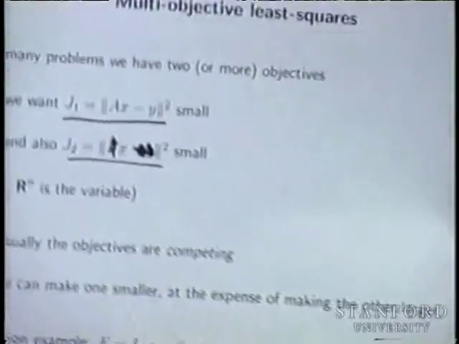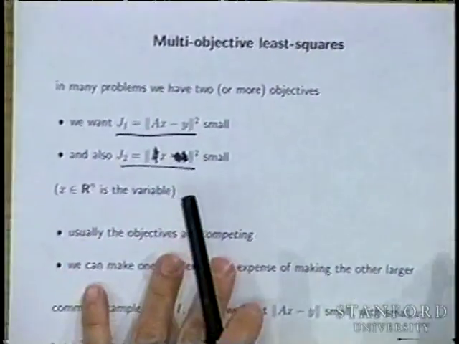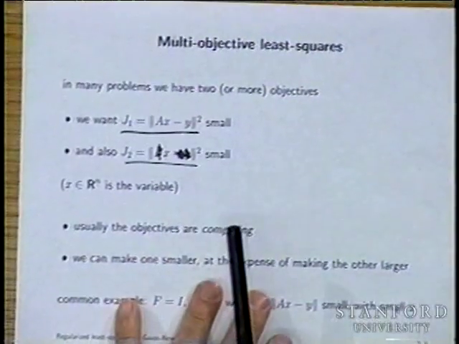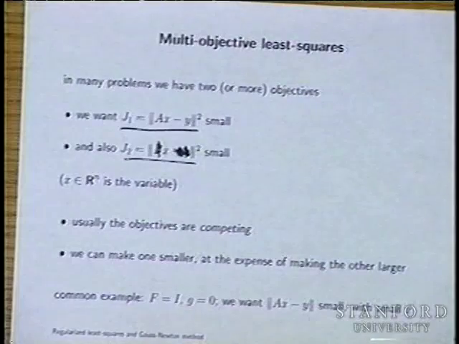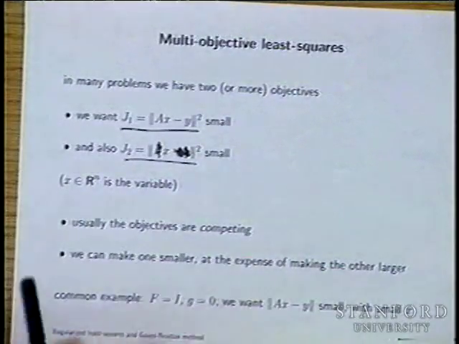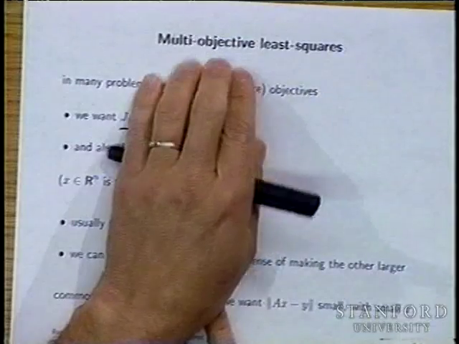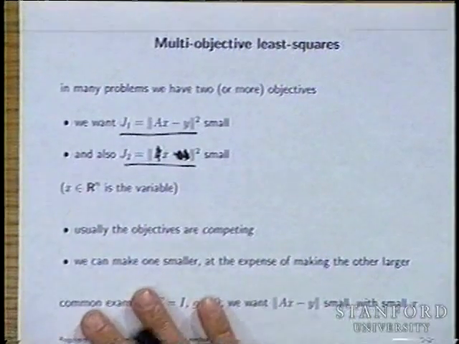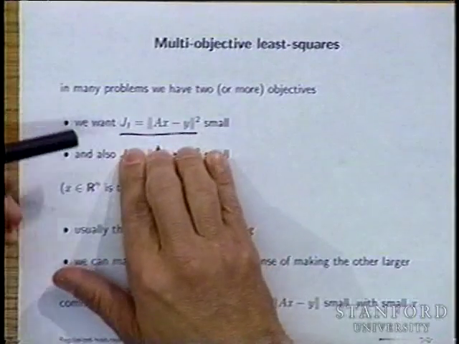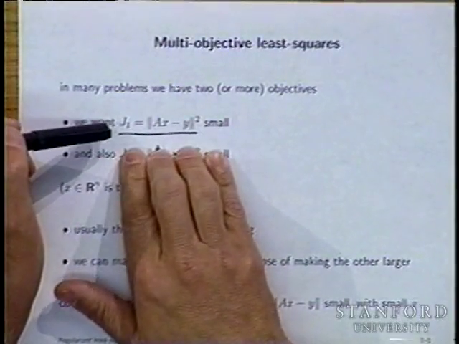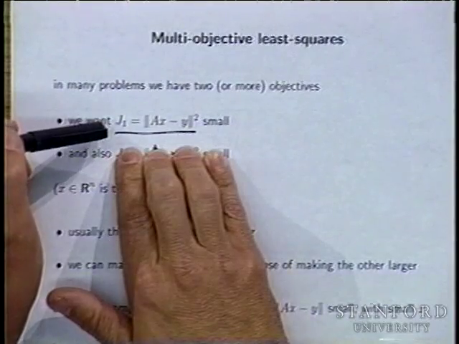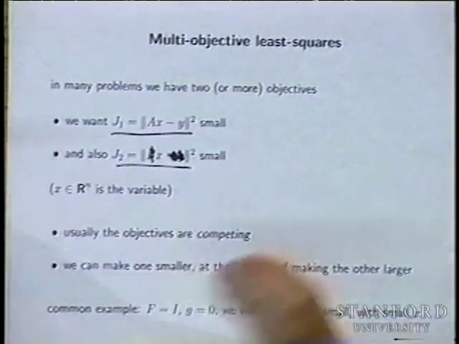What we're doing today is actually just looking at some extremely useful extensions of least squares. And many of them involve this idea of multi-objective least squares. So in multi-objective least squares, instead of having just one objective like norm of Ax minus y, squared, that you want small, there are actually two. And so you want them simultaneously small.